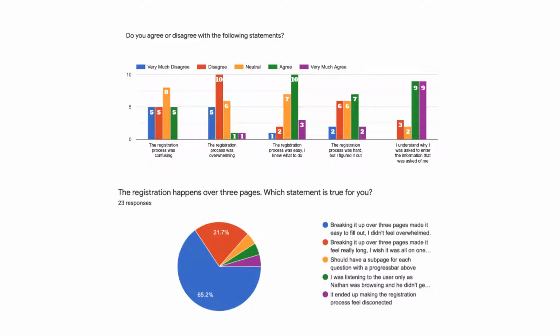We also asked if going over the registration in 3 sections versus 1 section, what was more preferred, and overwhelmingly, people agreed that breaking it up over 3 pages made it feel easy to fill out and did not overwhelm them. A few people really did wish that it was all on 1 page, but most of our users agreed that the 3 pages that you guys had already done, great job.